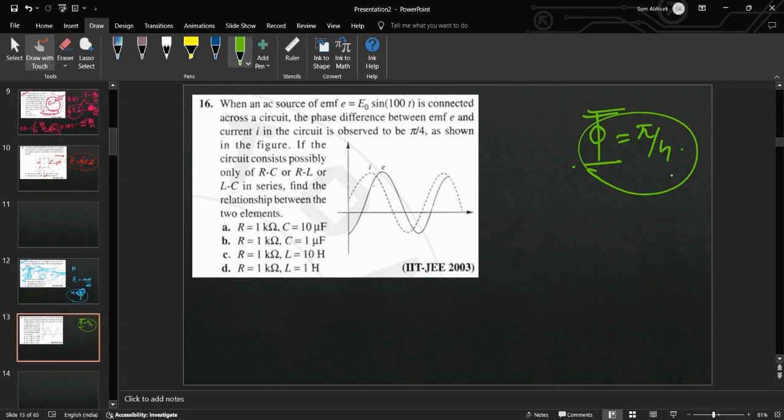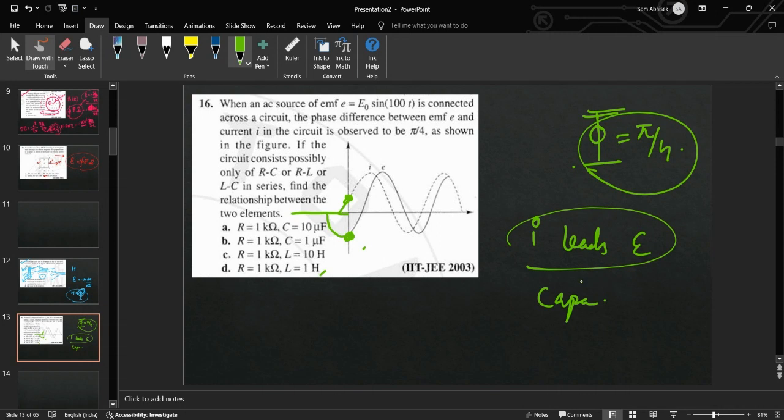So here, first of all, we have to see which one is leading which one. See here, current is here, EMF is here. That means current is leading EMF. All right. So when I leads EMF, that means there is a capacitor in the circuit, and the other one will be a resistor. So this is an RC circuit.